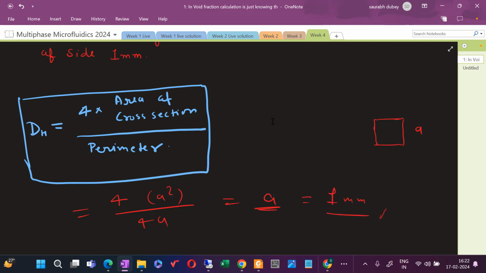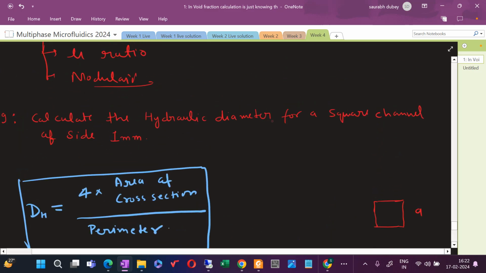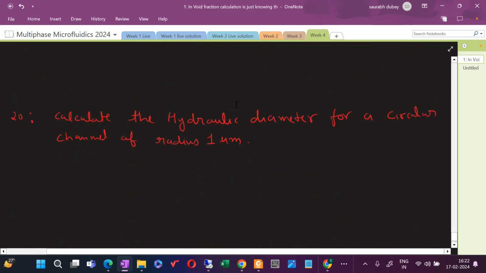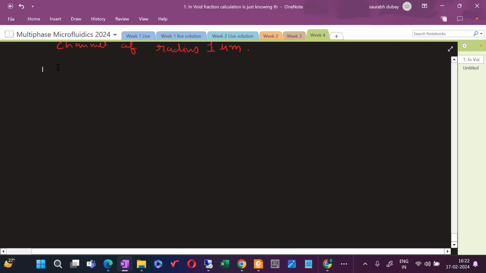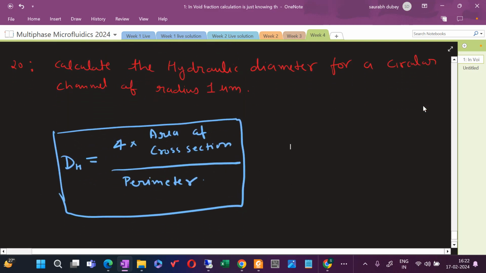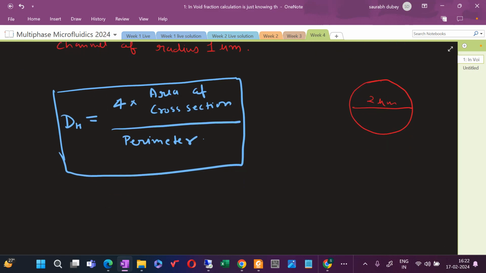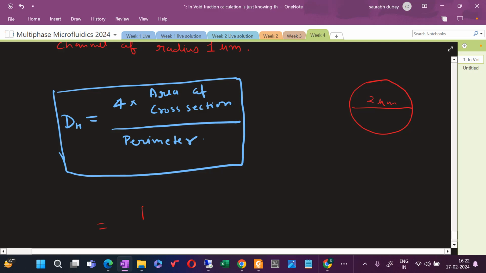Here you see the square channel side is this. And for the other problem, the circle has radius 1 micron, so the diameter is 2 micron. This will be clear to you, whether radius or diameter, in terms of whatever you solve. Then this will be 4 into area. Area is pi r square.